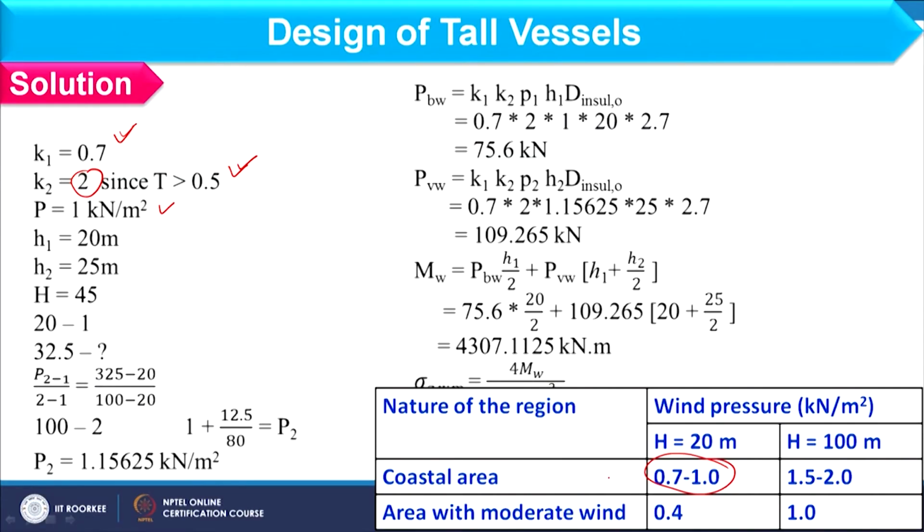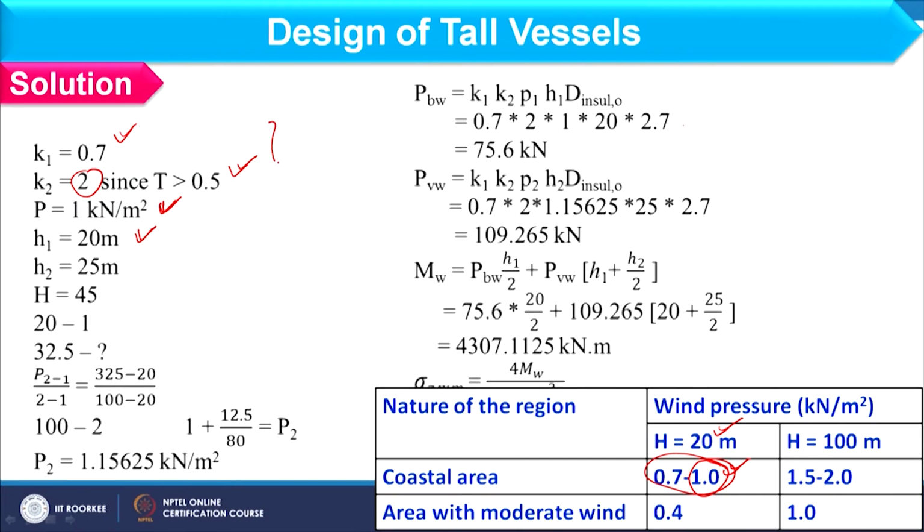Okay. So, in this problem we can first consider the bottom section, where H is basically 20 meter, right. And if you focus on this problem, the column which we are considering is available in a coastal area. Okay. So, here we should consider this particular region. So, up to 20 meter height, pressure should be 1 kilonewton per meter square because we design for the extreme possible condition. Therefore, the value of P is considered as 1 kilonewton per meter square, H1 should be 20.